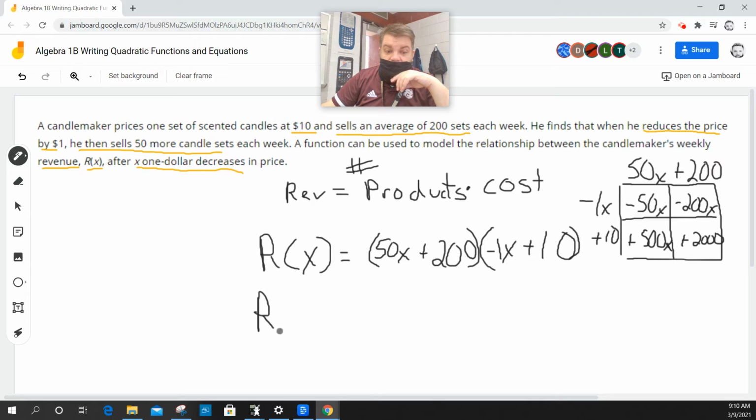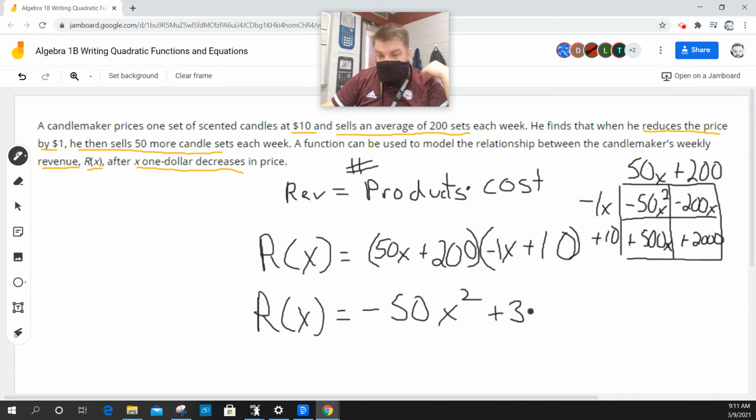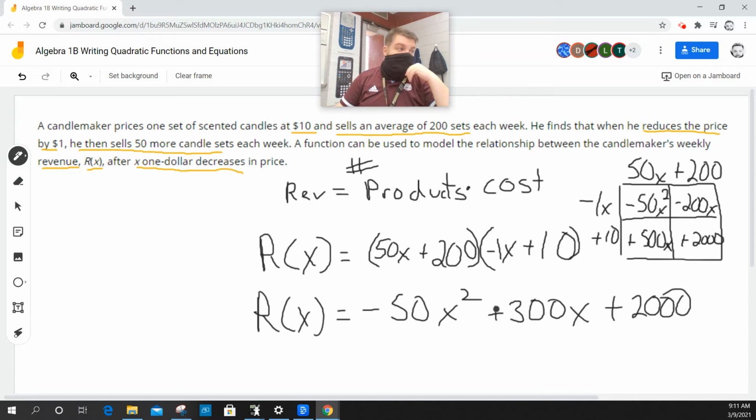So the function, the revenue as a function of x, is going to be negative 50x squared. Oh, I forgot to square that because it's x times x. 500 minus 200 is 300x plus 2,000. Now, this particular question, they ask you to match this to a graph. So we're going to graph this.